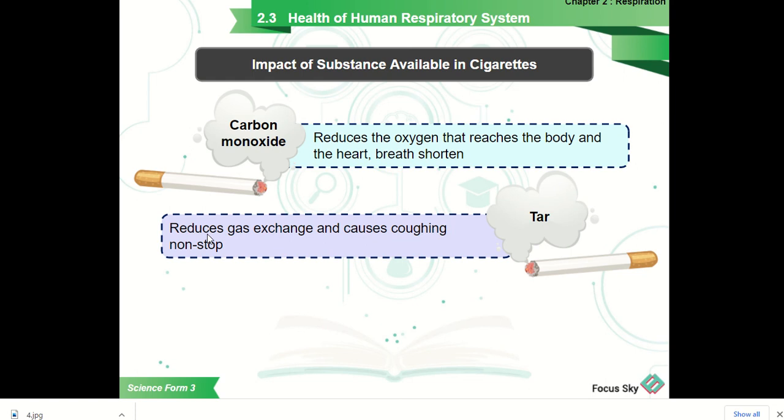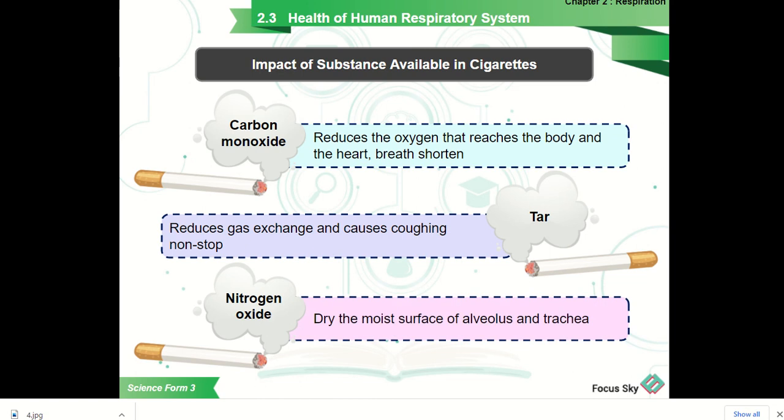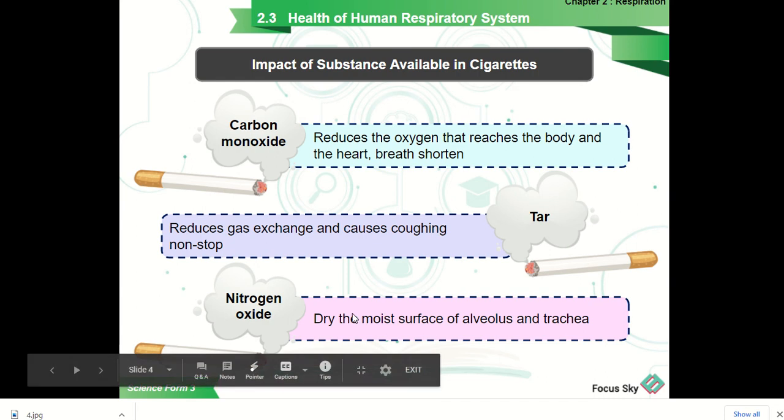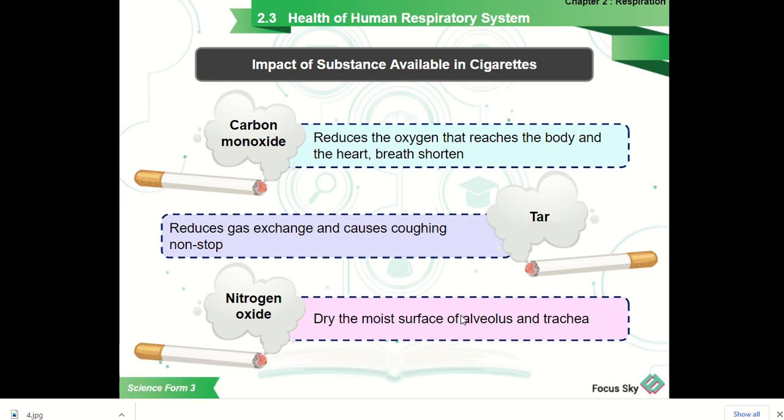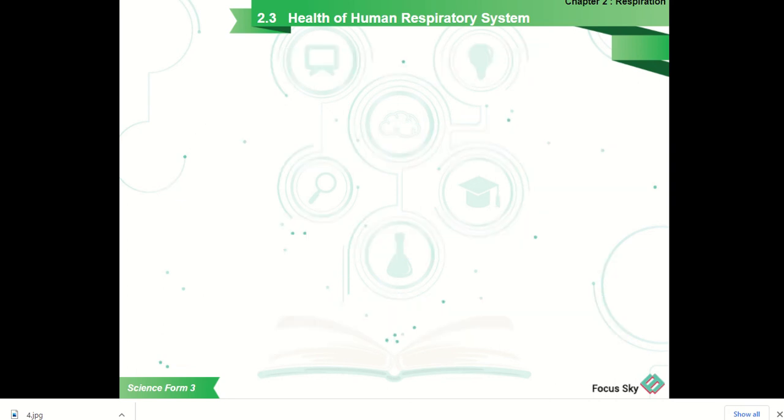So what will happen? Reduce gas exchange and causes non-stop coughing. And also we have nitrogen oxide in cigarettes. So what happens? It will dry the moist surface of the alveolus and trachea. So if the moist surface of the alveolus is dry, it means gas exchange will be difficult, because we need a moist surface, but it makes it dry.